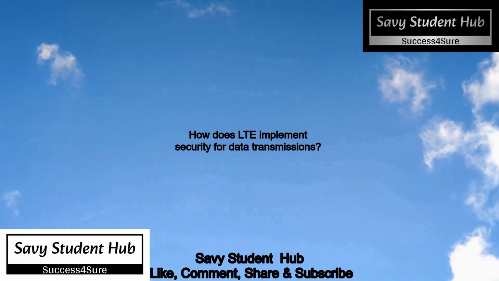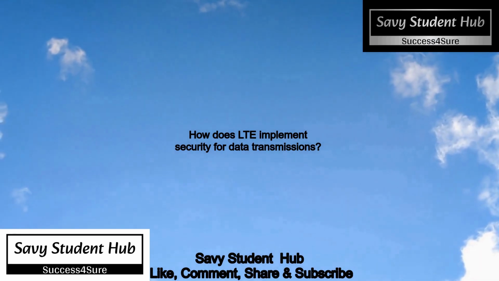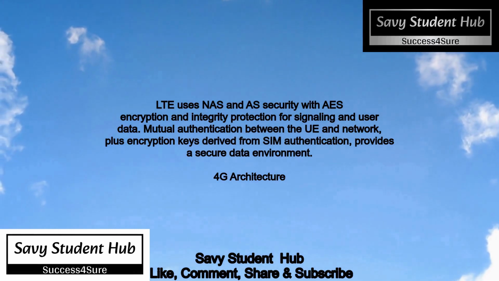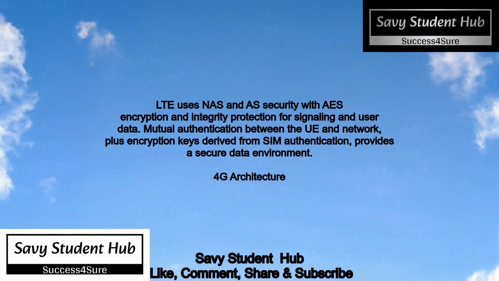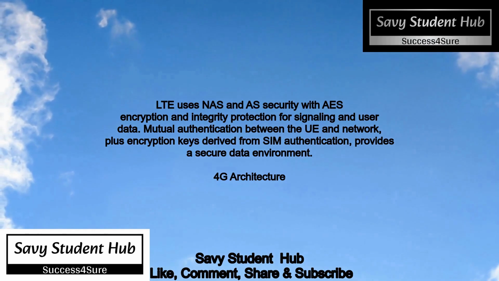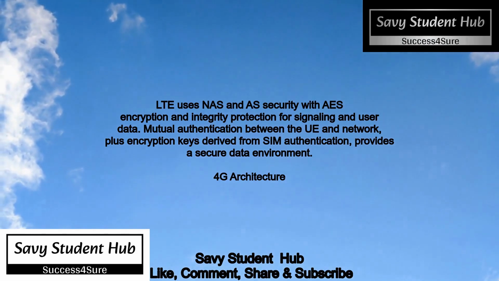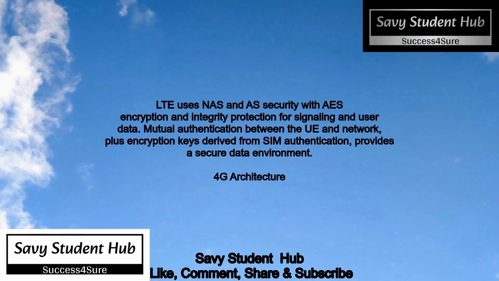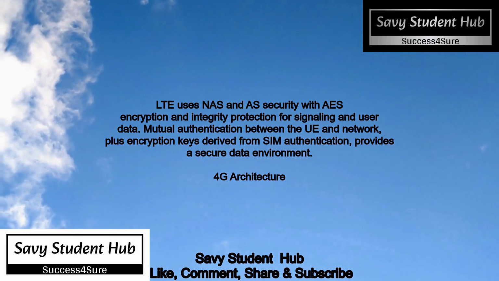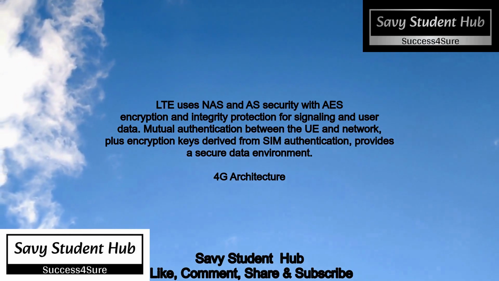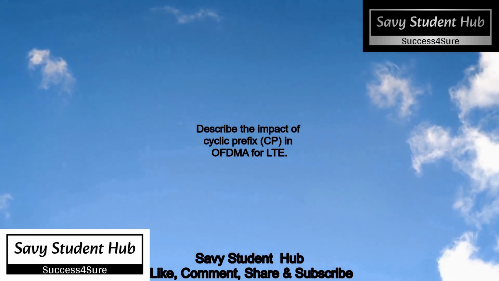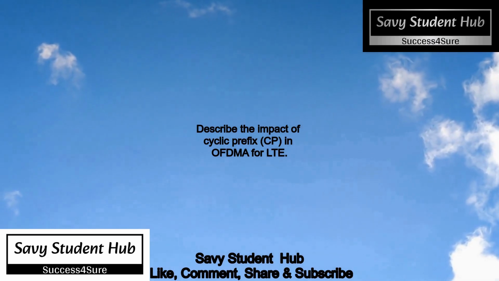LTE uses NAS security with AES encryption and integrity protection for signaling and user data. Mutual authentication between the UE and network, plus encryption keys derived from SIM authentication, provides a secure data environment. Describe the impact of cyclic prefix (CP) in OFDMA for LTE.